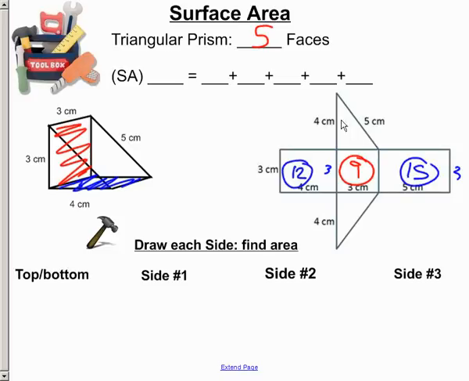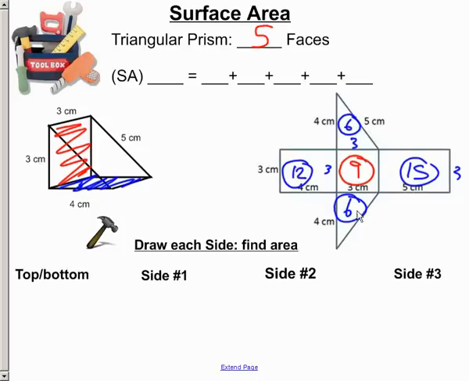Now we need to find the triangles. The nice thing is the triangles are congruent, so we just have to find the area of 1. If this is 3, this is 3. So remember, base times height divided by 2. So 3 times 4 is 12, divided by 2 is 6. So the area of this one is 6. That means the area of this one is 6 also. You also can see the base times the height right over here.